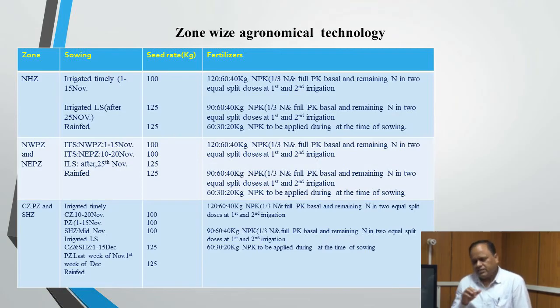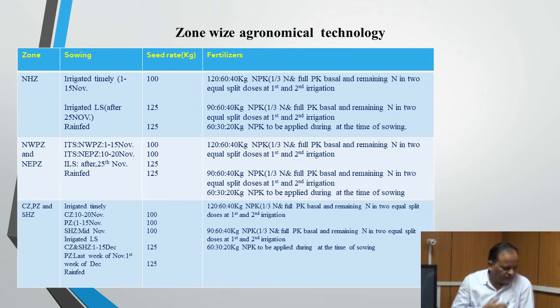As you know, first irrigation will be given at CRI stage during 20 to 25 days after sowing, and the second irrigation will be given 40 to 45 days after sowing.